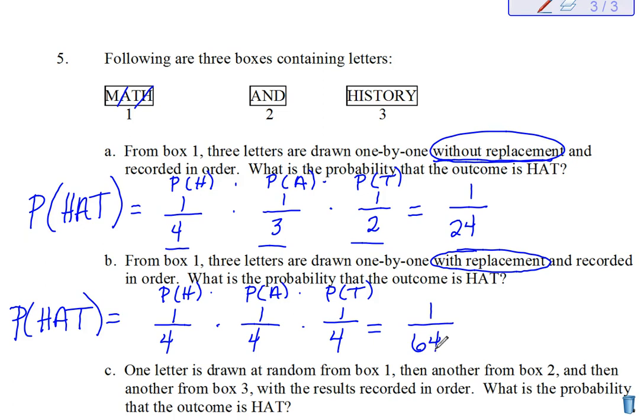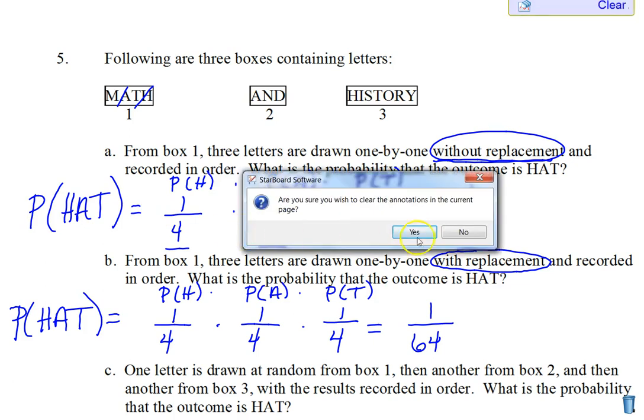Okay, going on to part C: 1 letter is drawn at random from box 1, then another from box 2, then another from box 3, with the results recorded in order. What is the probability that the outcome is hat? So now we're doing the same thing, H-A-T, but it's not all out of box 1. 1 letter is from box 1, 1 from box 2, 1 from box 3. So it's still going to be the product of those 3 answers, but now 1 out of each box. So let me erase this and move this up slightly so that I have room to write.